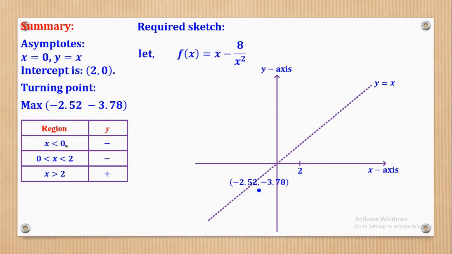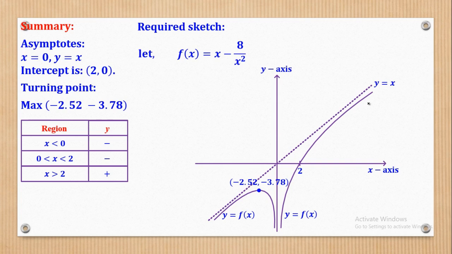Now for the region x less than 0, the whole of this is negative. Therefore, this is the maximum point, so it will be in this form. It doesn't touch the vertical axis. Then between 0 and 2, it is negative, and x greater than 2, it is positive, meaning that between 0 and 2, it is negative, so it is in this form. Then this one is positive, so it will go upwards. Let's draw that.